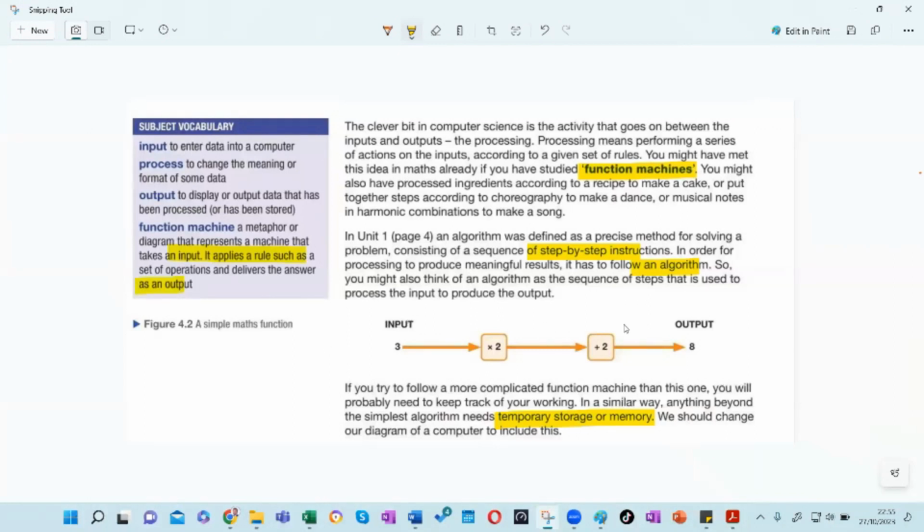What does that mean? Right? If you want to have more functions, you will have to store values temporarily. Then just inputting, processing, and outputting is not enough. We need a storage, maybe a temporary storage, maybe a permanent storage.